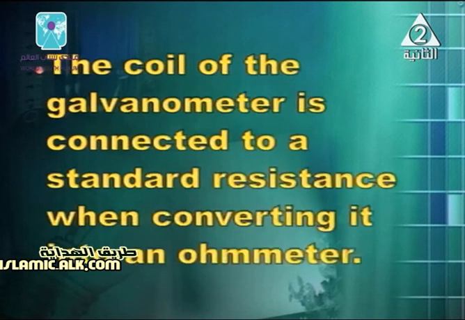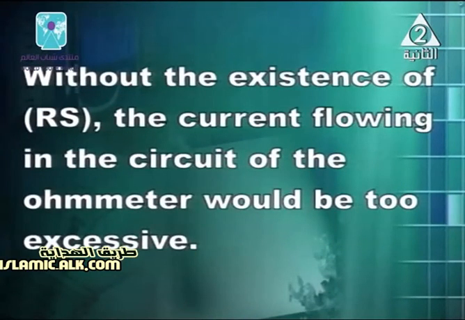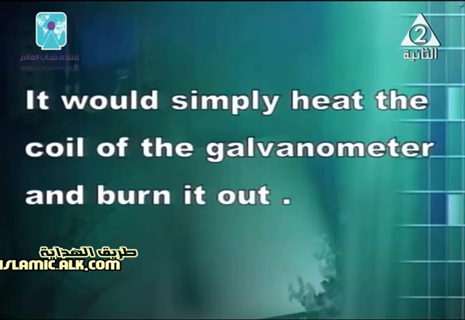And another give reason: the coil of the galvanometer is connected to a standard resistance when converting it into an ohmmeter. So we want the function of the standard resistance, Rs. Without the existence of the standard resistance, Rs, the current flowing in the circuit of the ohmmeter would be too excessive, and it would simply heat the coil of the galvanometer and burn it out.